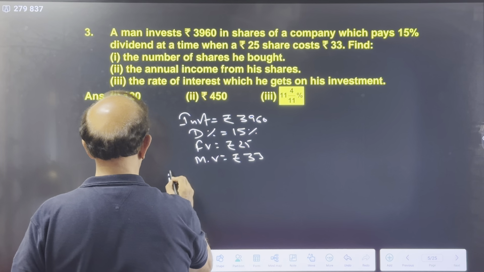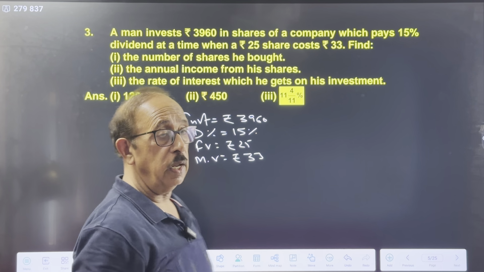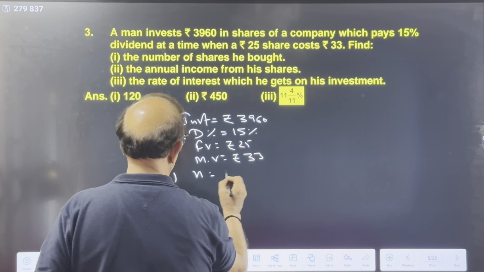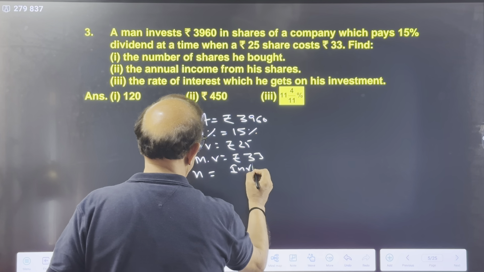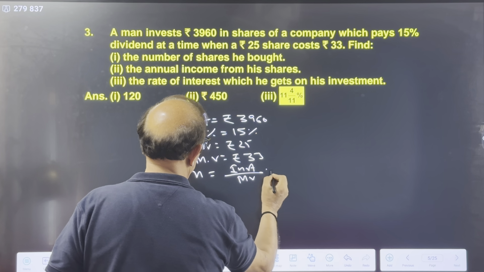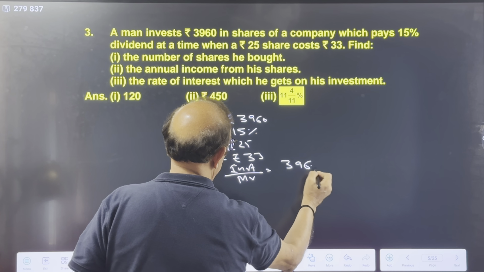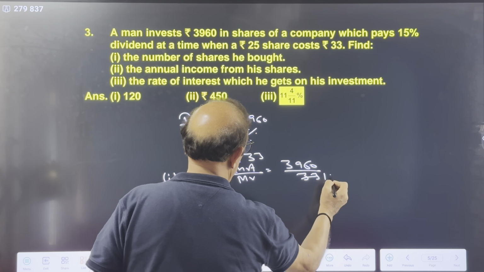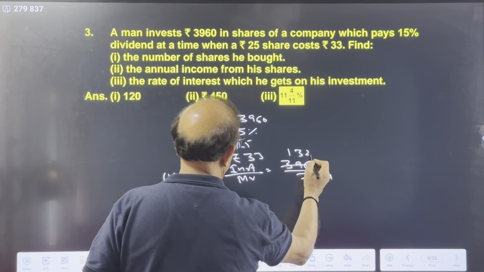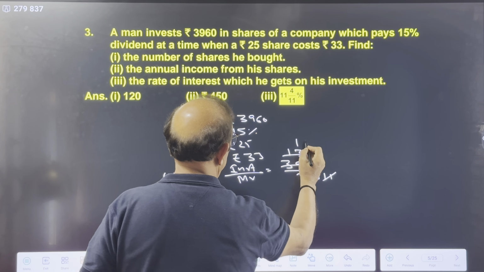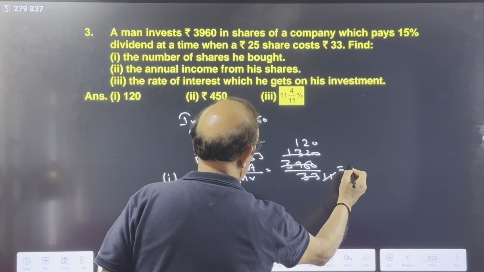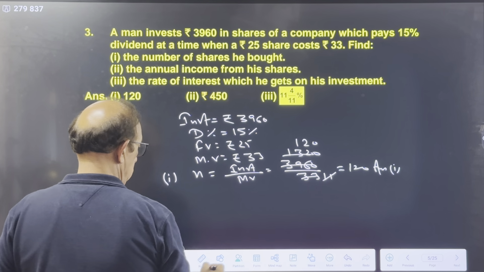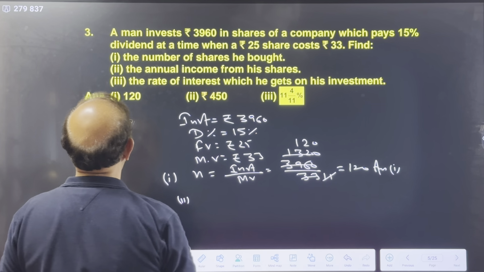Now what to find? Number 1, number of shares. Again, number of shares is investment upon market value. 3960 upon market value, which is 33. 3 11 the 3, 1 the 3, 3 the 3, 2 the 0, 11 1 the 22, 11 2 the 0, which is equal to 120. Answer number 1. Now next, second part.